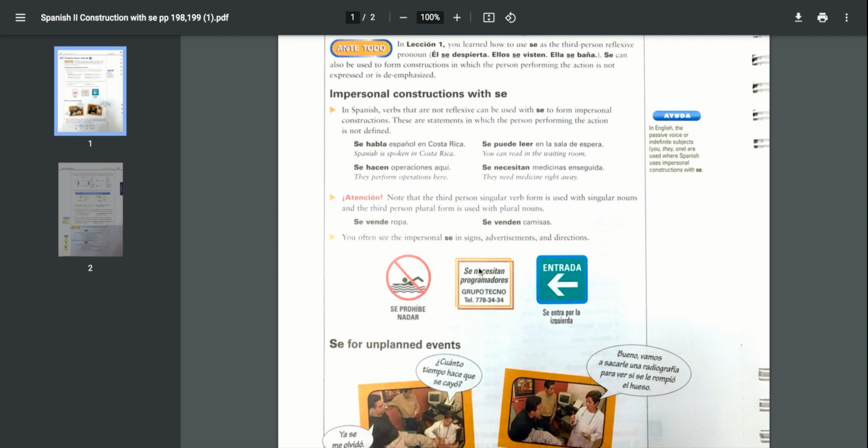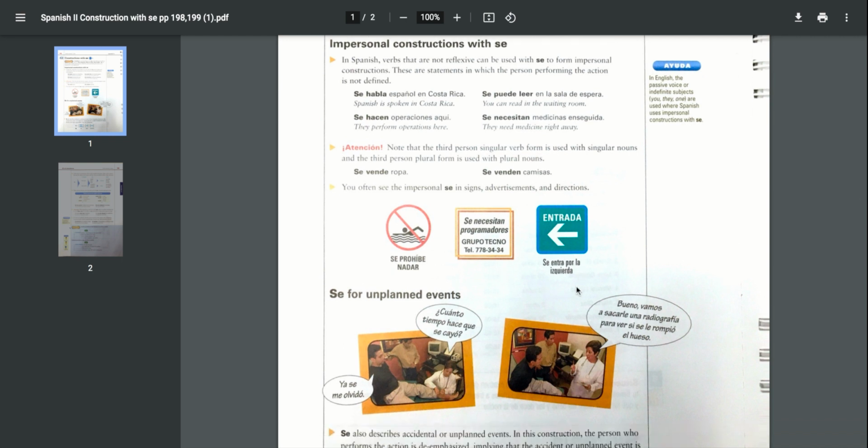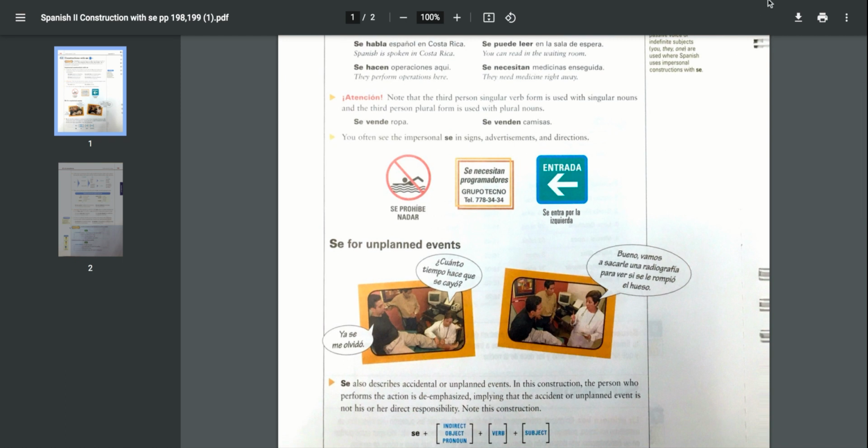Okay, and then the last bullet, you often see the impersonal se in signs, like I was saying, because it's more of a general for information, so you use the impersonal se in signs, advertisements, and directions. Se prohíbe nadar, so swimming is prohibited. Se necesitan programadores, programmers are needed. Se entra por la izquierda. So let's see, how would I translate that to English? Entry through the left. Okay, so I don't mention the subject. I don't say you can enter through the left. Okay. All right, we're going to stop here, and we'll continue on the next recording with the next topic.